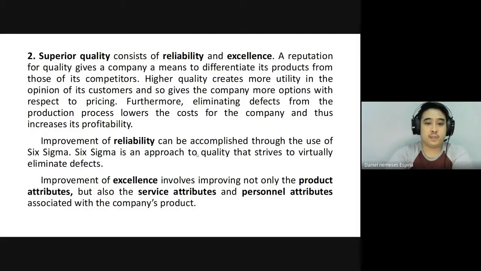So improvement of the reliability of the product can be accomplished through the use of Six Sigma. Six Sigma is actually a derivation from total quality management. Six Sigma is an approach to quality that strives to virtually eliminate defects. So no mistakes, no defects, and no waste. Improvement of excellence involves improving not only the product attributes. So we say excellence, it's not only about the product we are talking about, but the total package. It includes the service attributes and the personal attributes associated with the company's product.